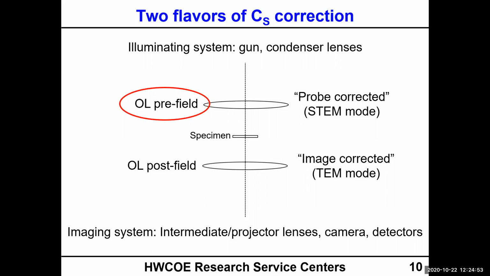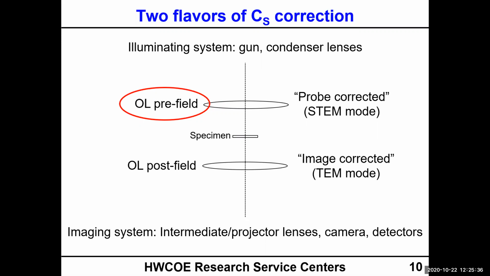Okay, so without going into too much detail here, it's more or less unanimous. In fact, I've never heard a dissenting voice on this, although there may be one, but it's basically universally agreed upon that it is far more useful to correct the pre-field than it is to correct the post-field in terms of what you can do with the CS correction. Okay, so the reason for that, of course, is that the STEM imaging, without going into too much detail, provides images that tend to be more useful than you can get in TEM mode, and it also provides advantages in terms of analytical capability that you can't get in TEM mode.